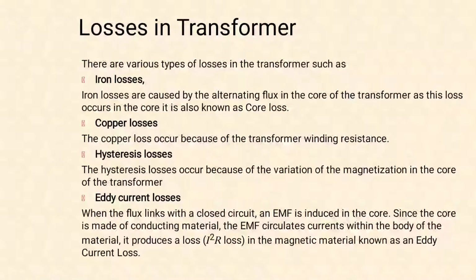Then hysteresis losses occur because of the variation of magnetization in the core of the transformer. And eddy current losses: when the flux links with a closed circuit, an EMF is induced in the core. Since the core is made up of conducting material, the EMF circulates current within the body of the material. It produces losses, generally called I square R losses, in the magnetic material, known as the eddy current losses. So these are the losses present in the transformer.